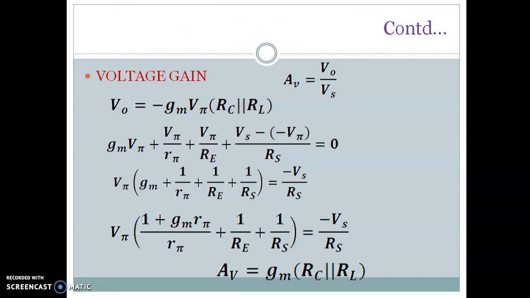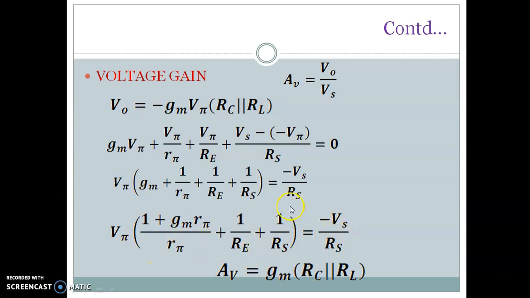At this node we get gm Vπ plus Vπ by Rπ plus Vπ by Re plus Vs minus of minus Vπ divided by Rs is equal to 0. From that we group the terms of Vπ and Vs. Next we take the common LCM for the Rπ term. It is (1 plus gm Rπ) divided by Rπ, plus 1 by Re plus 1 by Rs, is equal to minus Vs by Rs.